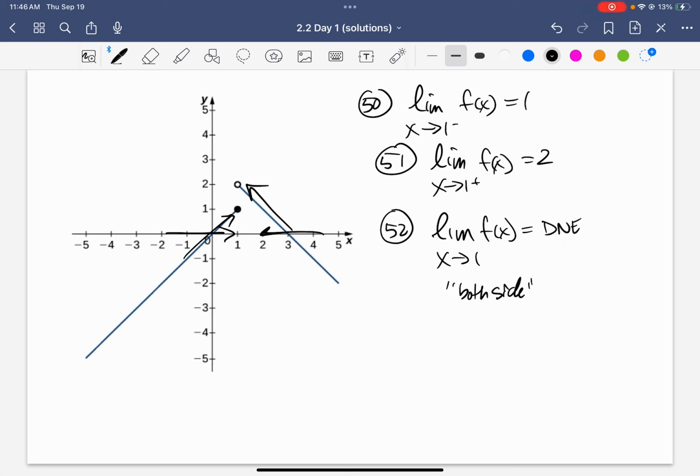And this does not exist because the limits don't agree with each other. Because the limits don't agree, you do not have a limit.